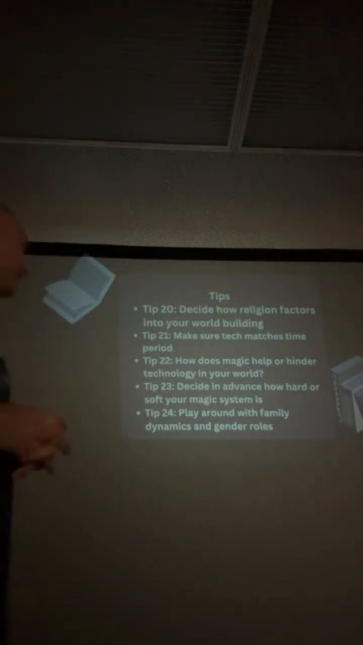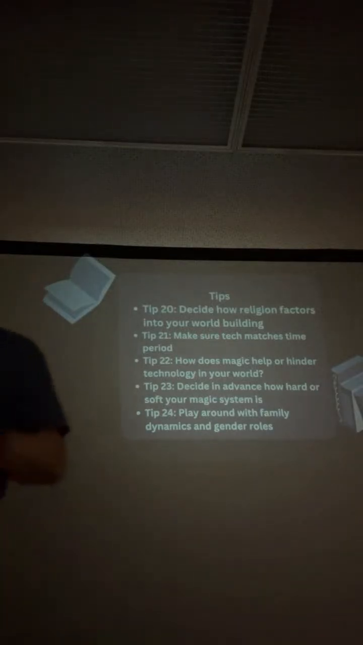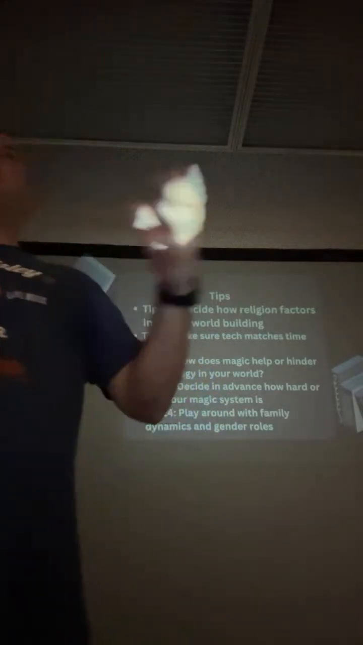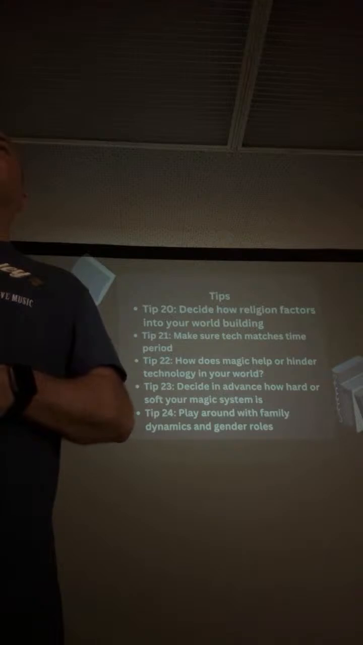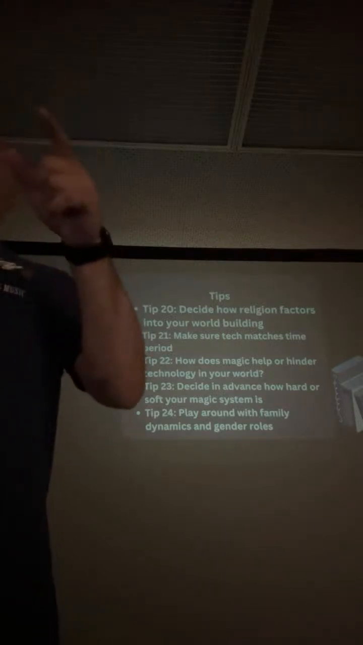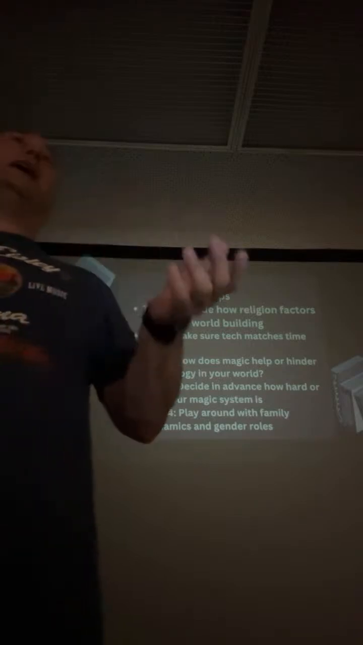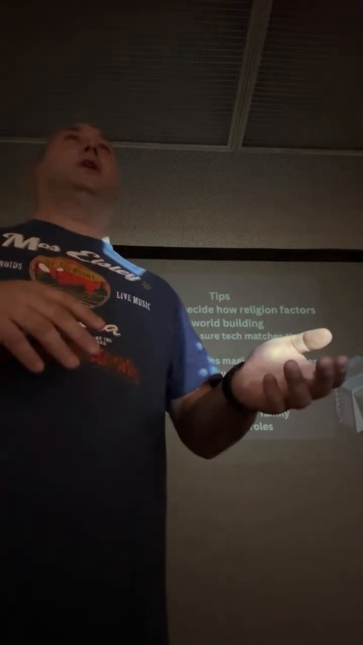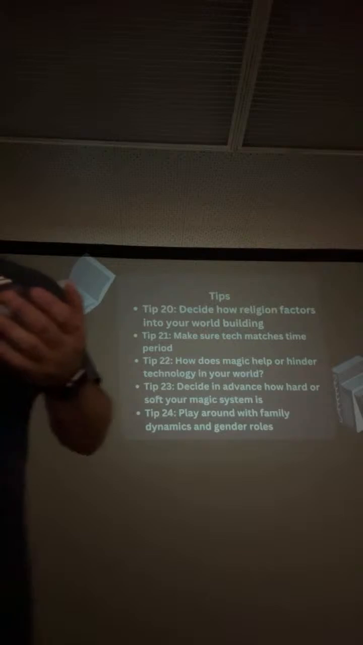Tip number 24, play around with family dynamics and gender roles. This can be a lot of fun, because if you have characters who are siblings, how do those siblings operate? You guys are siblings, right? So think about how the two of you operate when you are by yourselves. Do you guys get along? Do you not get along? Do you want to beat each other up? Do you want to sit on the other one? Do you want to duct tape one sibling to a chair and shave their head?